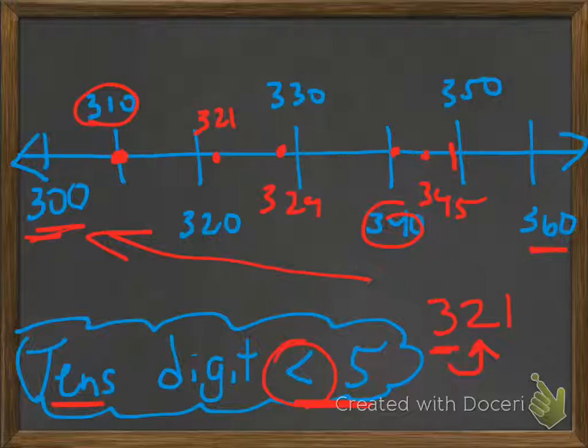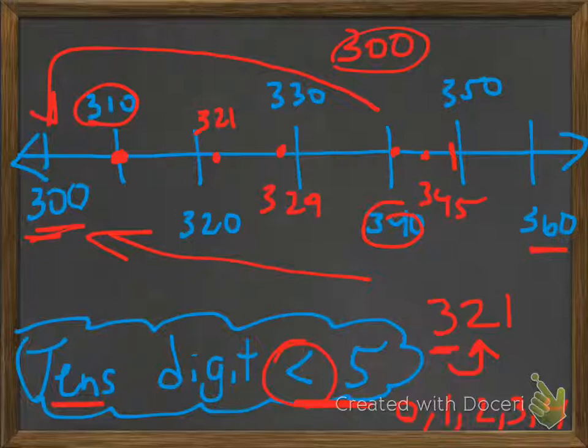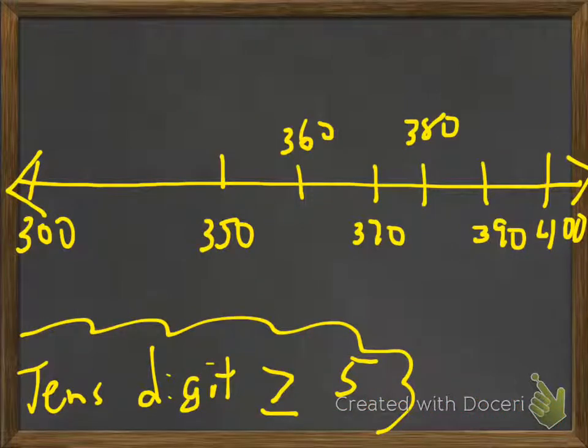If in the tens spot I had a 0, a 1, a 2, 3, or 4, I can round down. So these numbers, 310, 321, 329, 340, and 345, they all fit into what we're looking for. We round to 300. And we can go all the way back down to here.